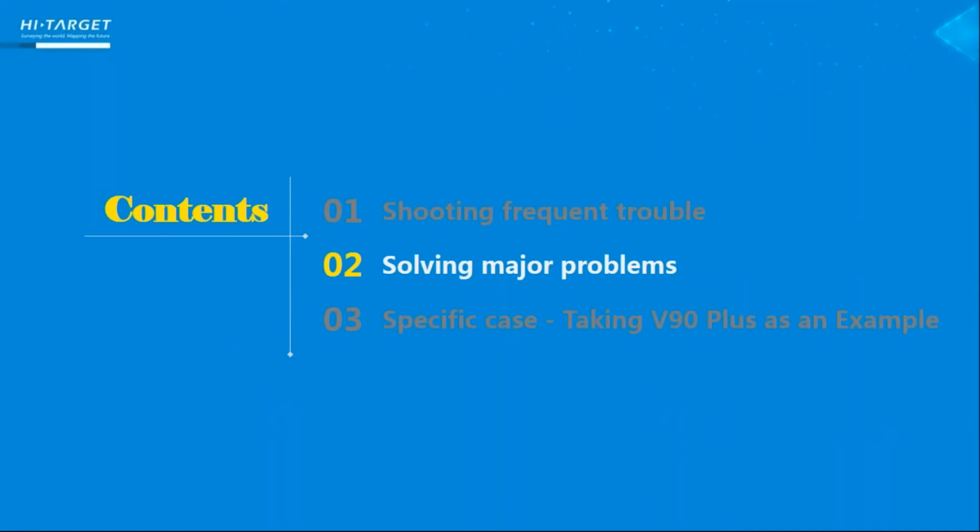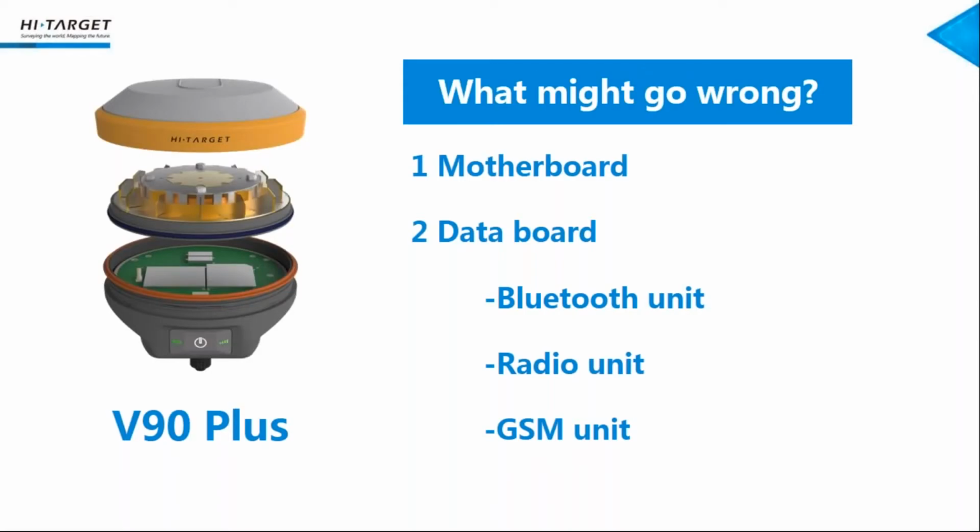Next, let's look at the so-called major trouble. What might go wrong with the receiver? In the V90 Plus, there are several units or modules that accept and handle the commands sent from the handheld and the software. The most important parts are the motherboard, as we know, Trimble BD970, and the data board. We connect the Bluetooth unit, the GSM unit, and the radio unit with the data board, so it makes the communication to each part. If the problem cannot be solved after the 4 steps we previously talked about, we need to check if these units are alright. Now I will introduce some tools we usually use to diagnose the device.